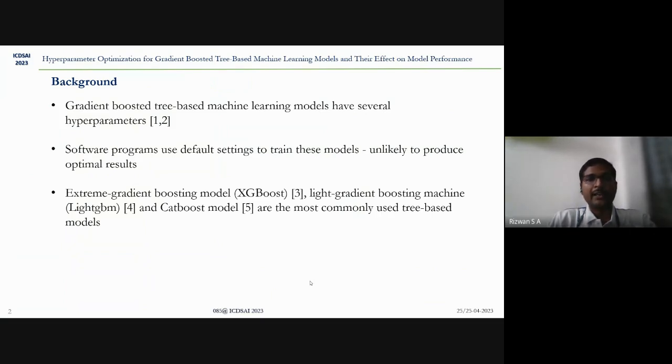A little bit of background on why we started this work. Gradient boosted tree-based machine learning models have several hyperparameters, we all know. When we run these models using software like R or Python, the default settings are usually used to train these models, which are unlikely to produce optimal results. The three commonly used machine learning models in this field are extreme gradient boosting model, light gradient boosting model, and CatBoost model. CatBoost model is a recent development in this field.